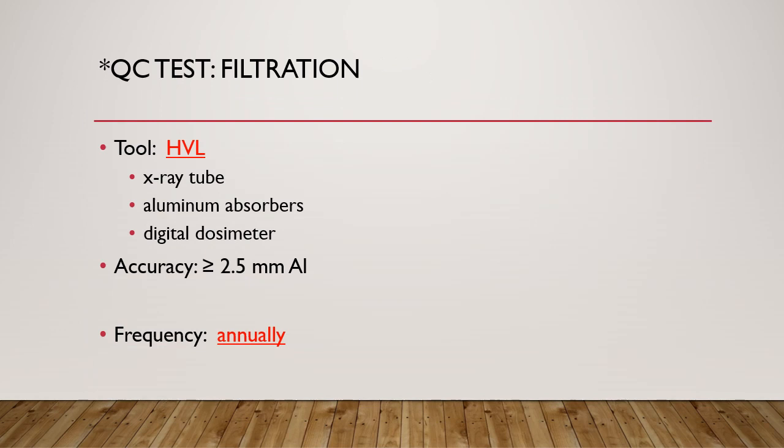So the quality control test on the filtration, this test tool is at the half value layer. We use an X-ray tube, aluminum absorbers, and a digital dosimeter. The accuracy is greater than or equal to 2.5 millimeters of aluminum, and the frequency is annually.